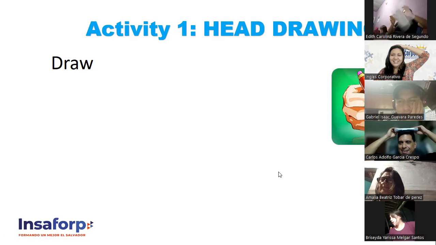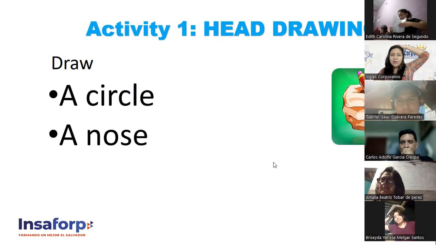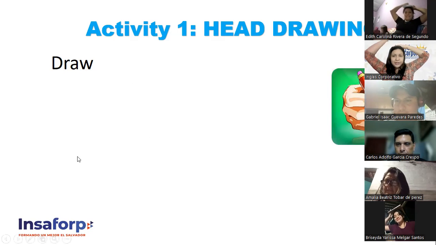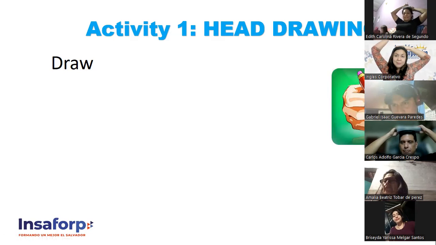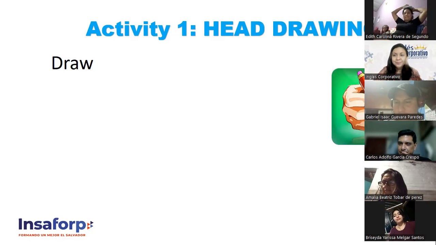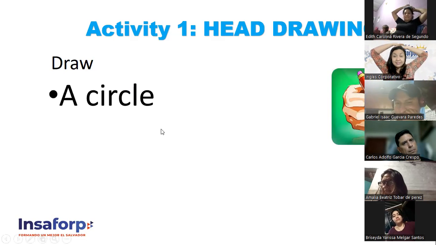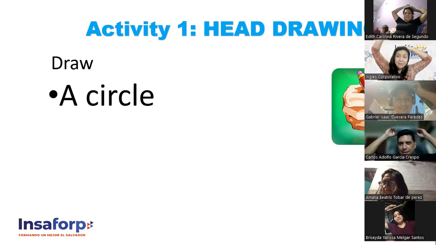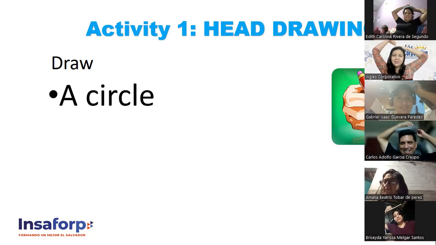Excellent. And now you need to put your notebook on your head, obviously with a blank page. And you are going to draw. So what are you going to draw? First, you are going to draw a big circle on your head. Put your notebook on your head and draw a big circle. Amalia, Heriberto, Arely, notebook on your head. Okay, and draw a circle.